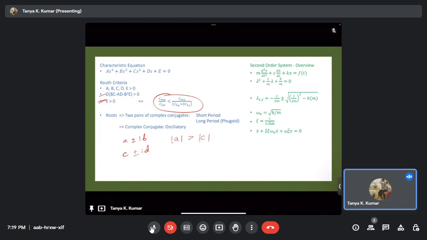So the A plus IB corresponds to the short period, right? So this is the short period and this is the long period. The one with the larger magnitude of the real part of the root corresponds to the short period, okay? Then we've seen how the equations associated with each of those roots can be compared to a typical second order system, which in turn gives you the short period damping ratio and the short period natural frequency. Similarly for the long period, okay?